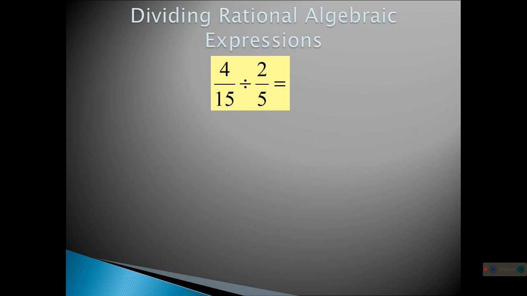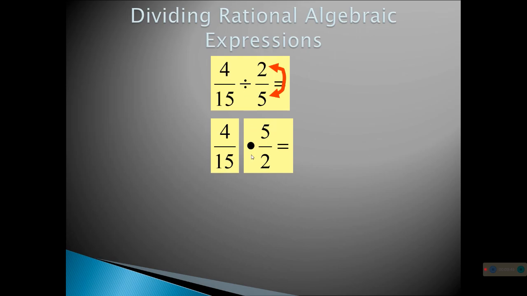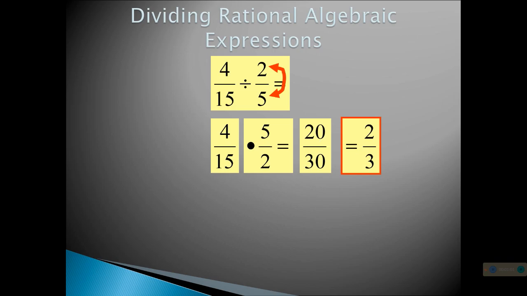For our first example, let us have 4 over 15 divided by 2 over 5. There are two ways to divide this. First, copy the first fraction, then flip the second fraction, so it will become 5 over 2, and then change the division sign to a multiplication sign. Then multiply the numerators and multiply the denominators. You will obtain 20 over 30, and then simplify the result. By using the GCF 10, you will obtain 2 over 3.